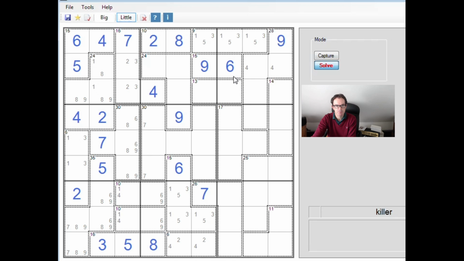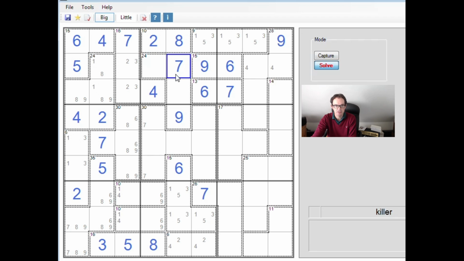We need to put a 6. This must be a 6. It's the only place a 6 can go. That means this is a 7 to complete the 13 cage. Now I need to put a 7. We have a 7 here, a 7 here, and a 7 pencil marked here. So there's only one place a 7 can now go in the central block, and that's into the square. I've posted it there. So we now have a 9 and a 7 in the 24 cage.